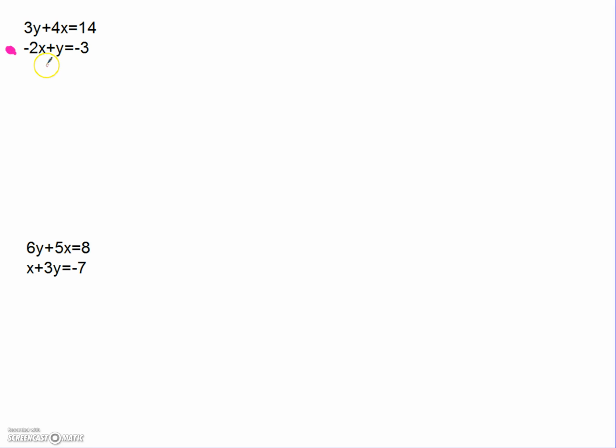So for me to get it to y equals, all I have to do is move that 2x over. So y equals, and I add 2x, so it would be 2x minus 3. I have just changed this to where it's in y equals form. Remember, the first step is to get a y equals.